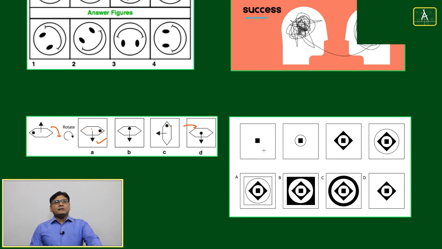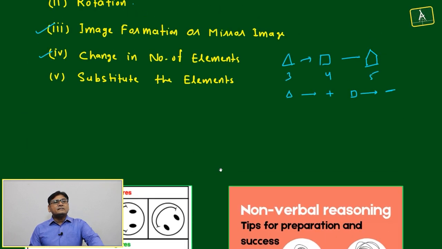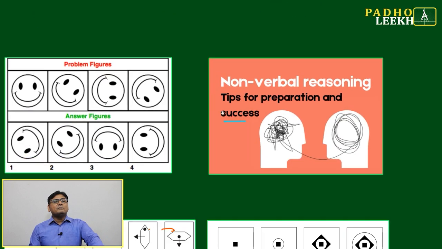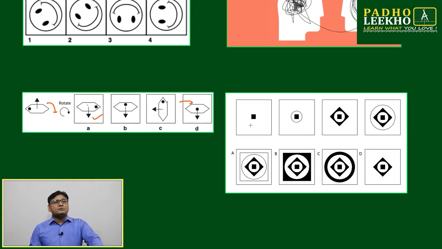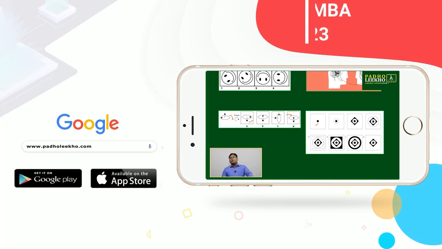Like here, what is happening here? It is increasing number of the elements. Change in the number of elements. Earlier it was only a square, now one circle, one square. Now two squares, one circle. Now two circles, two squares. It keeps on increasing. Next, what will happen?